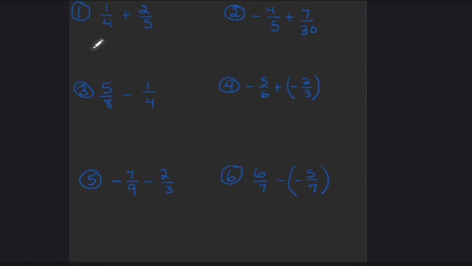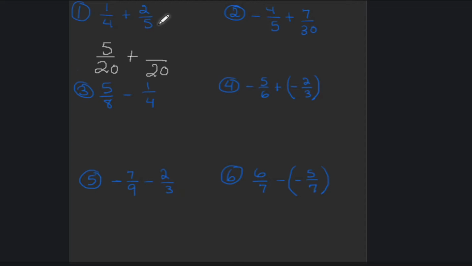Okay, so for the first problem, we have 1/4 plus 2/5. Before you add fractions, you need to have a common denominator. So the common denominator is 20. We multiplied 4 by 5 to get 20. Whatever you do in the denominator, you must also do in the numerator. So we also have to multiply the numerator by 5, which is 5.